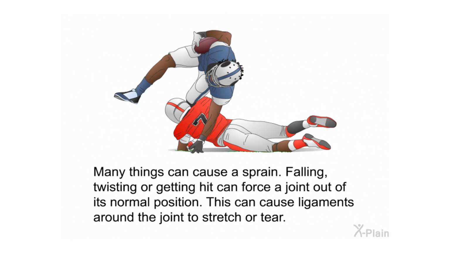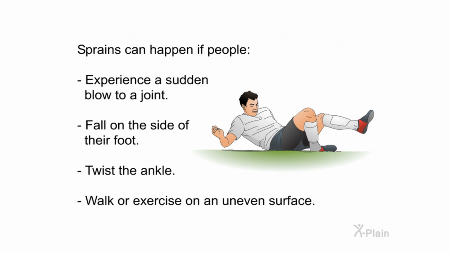Many things can cause a sprain. Falling, twisting, or getting hit can force a joint out of its normal position. This can cause ligaments around the joint to stretch or tear. Sprains can happen if people experience a sudden blow to a joint, fall on the side of their foot, twist the ankle, or walk or exercise on an uneven surface.